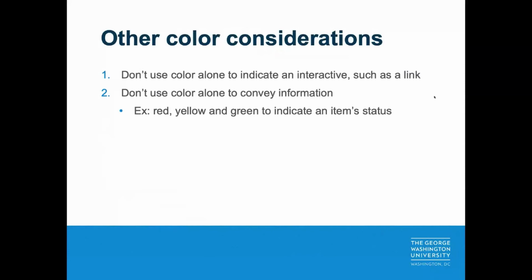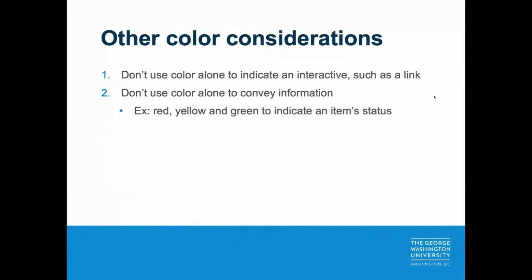So for instance, in GW Drupal, it used to be that it was color alone that indicated that something was a link, but when we realized that that was insufficient for accessibility needs, we added an underline style. There's also a hover style in there that changes the look of the link so that a user can know they actually are interacting with that link if they mouse over it. So that's one example of how you don't want to use color alone to indicate that something is interactive.